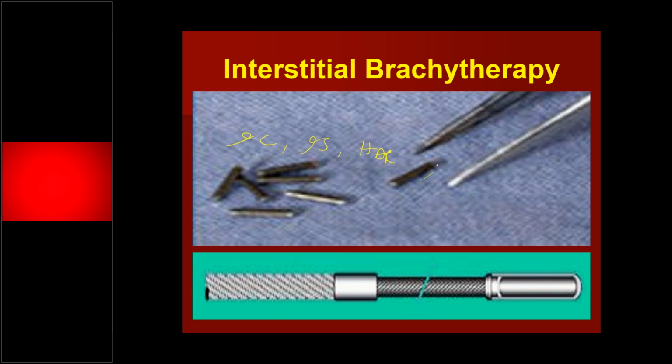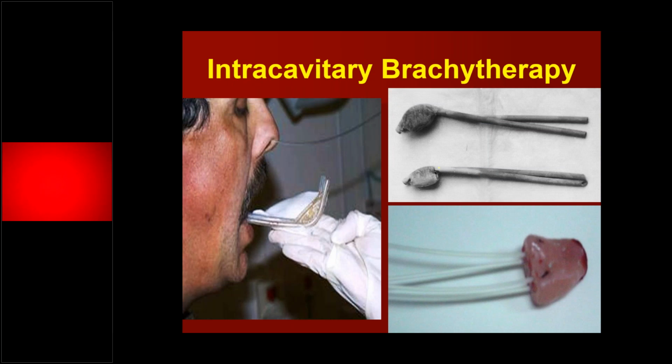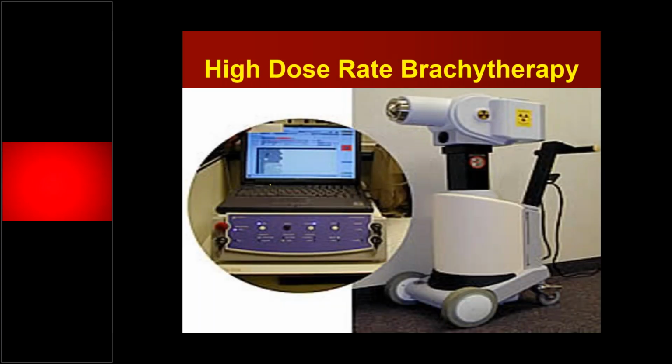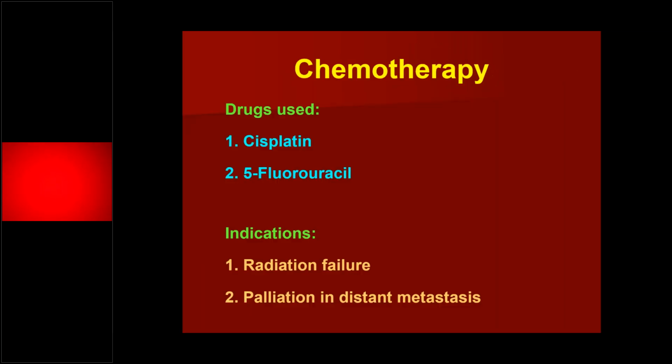In brachytherapy, you are placing the crystals there. In intracavitary, you put a catheter and then insert the radiation-related substance into it. This is high dose rate brachytherapy, HDR brachytherapy. Brachy means you are putting something inside the cavity, inside the cancer. That is brachytherapy.